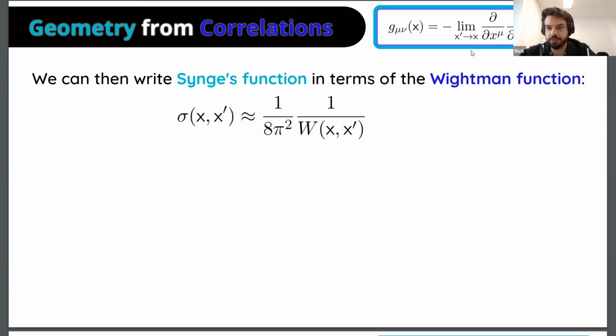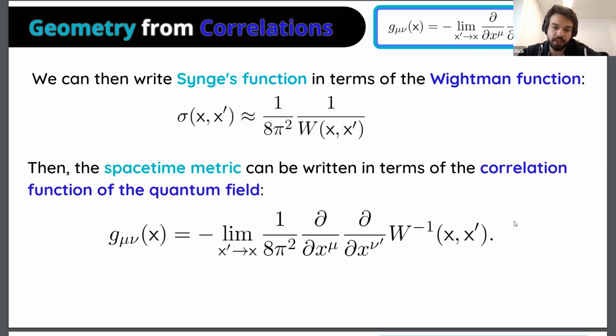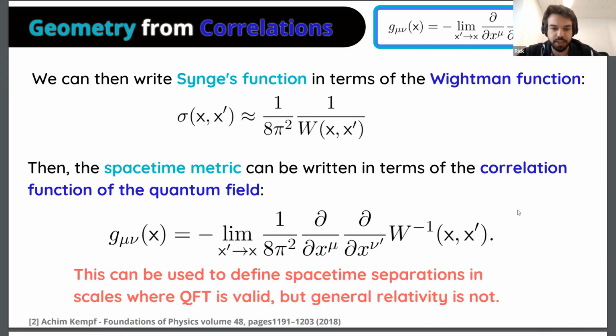And if we use the expression for the metric in terms of Synge's world function from before, we can actually write the space-time metric in terms of mixed partial derivatives of the correlation function of the quantum field. So this is essentially the idea that was presented by Professor Kempf in this work. Essentially, the correlation function of the quantum field can be used to define space-time separations at scales where quantum field theory is valid, but general relativity is not expected to be valid. So that's the overall idea.